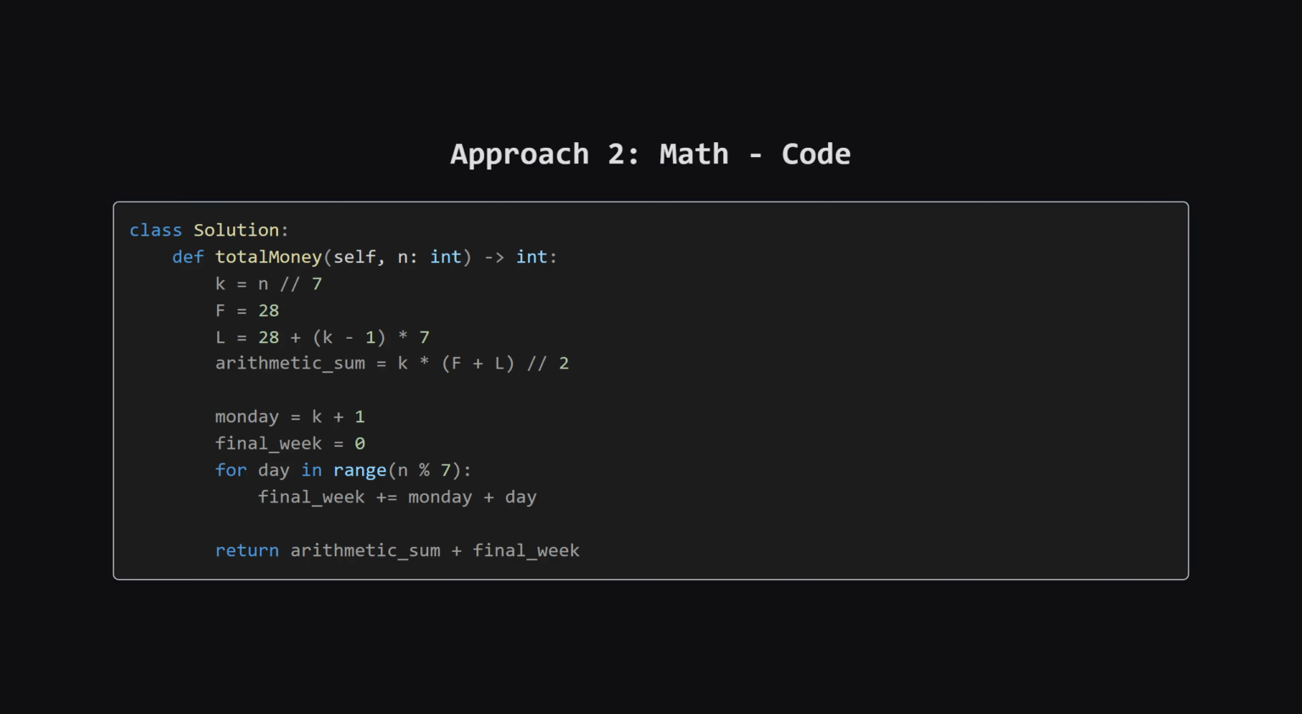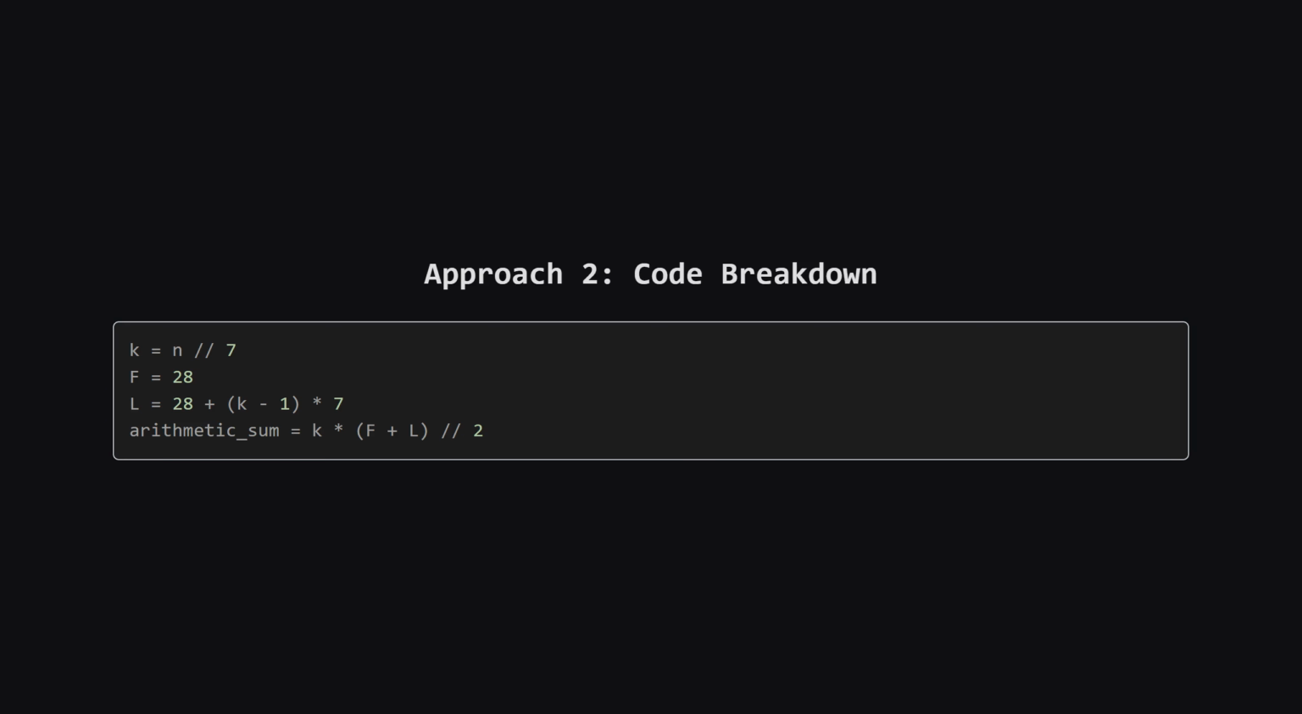Here's the Python code for the math-based approach. It might look a little intimidating at first with all the variables, but it's just implementing the idea we discussed. First, it calculates the sum for the full weeks using the arithmetic series formula, and then it calculates the sum for the final partial week. Let's look closer. First, we find k, which is the number of full weeks we have.